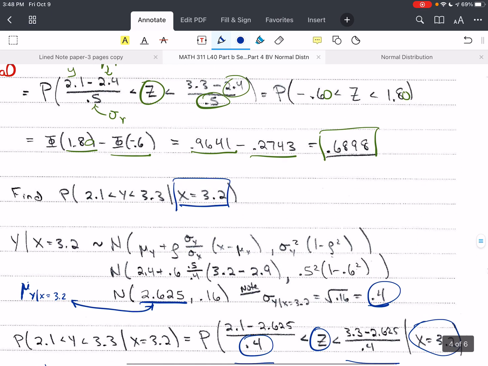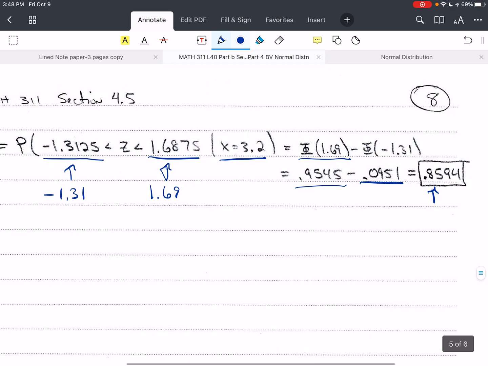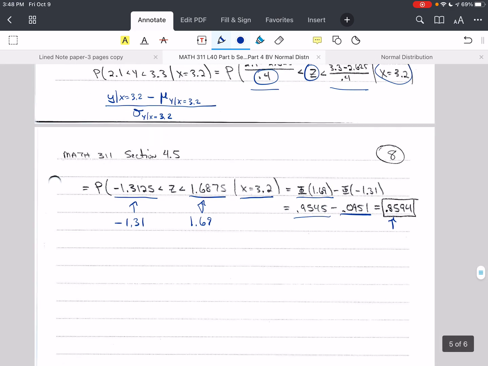This is quite different than 0.6898, isn't it? Very different. So you can see that these are some of the types of problems that you will encounter in this section. So I hope that helps you understand what we're doing. Please make sure that you're careful and that you understand whether you're doing just the marginal or the conditional. And unless rho is equal to 0, they will not be the same answers.